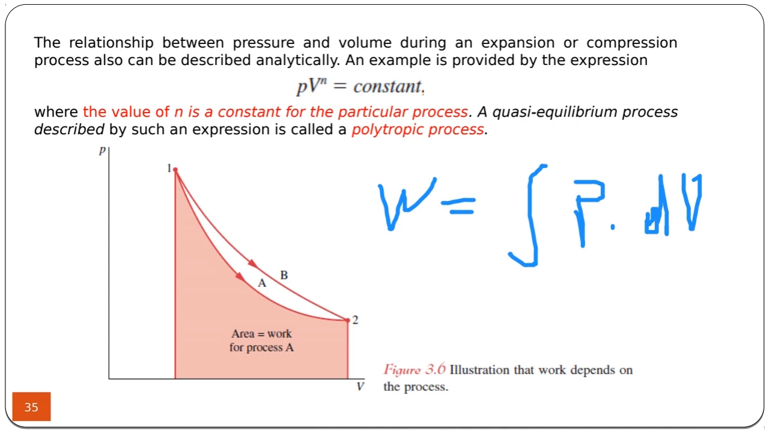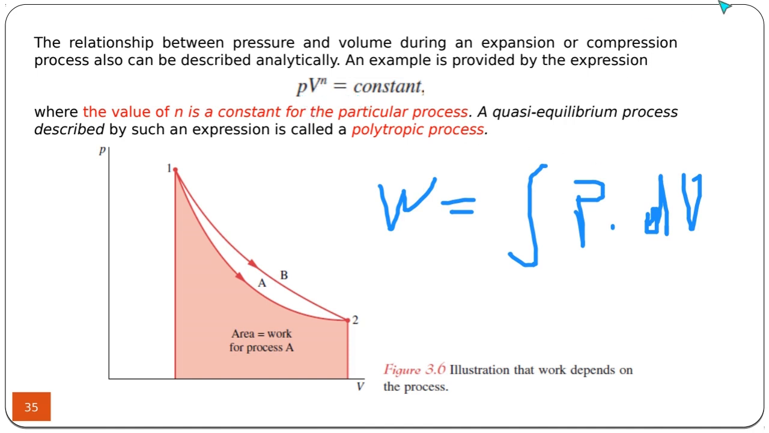If you are given a relationship between the pressure and the volume as PV to the N being constant, this is just one of the relationships. There are many relationships like this. But this one is called the polytropic process. In a polytropic process, the relationship between P and V is PV to the N is constant.